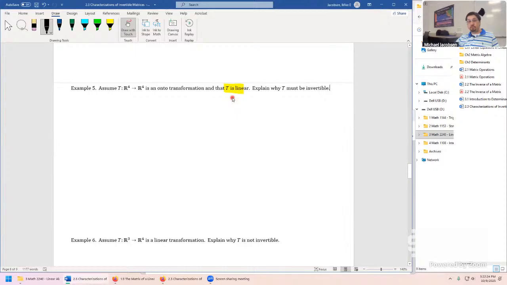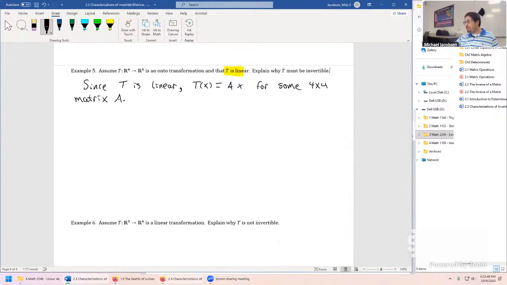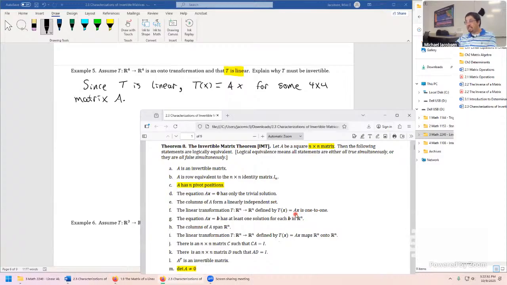Maybe as well, the moment we know T is linear, let's also say, since T is linear, T of x equals A times x for some 4 by 4 matrix A. So in the invertible matrix theorem, that matrix A you see right here in part F, as well as in part I, is talking about the same matrix A mentioned right here at the very top of the theorem. Well, T is linear, so that means we can exhibit a matrix A. It's onto, so that means part I is true.